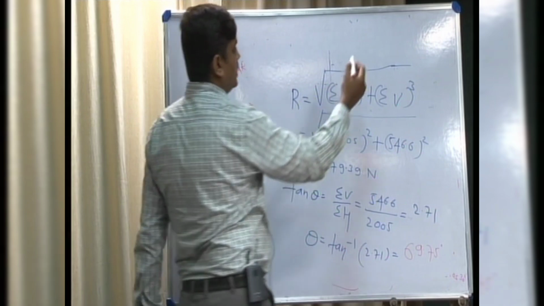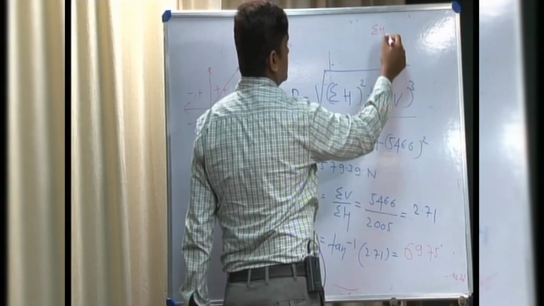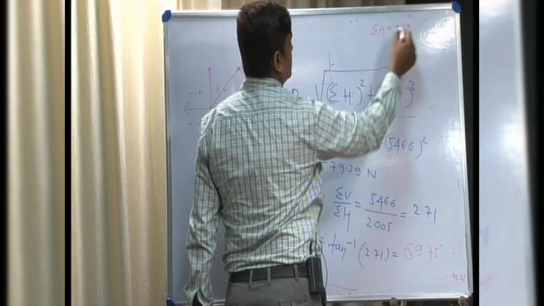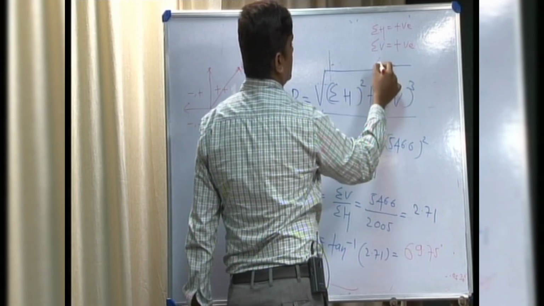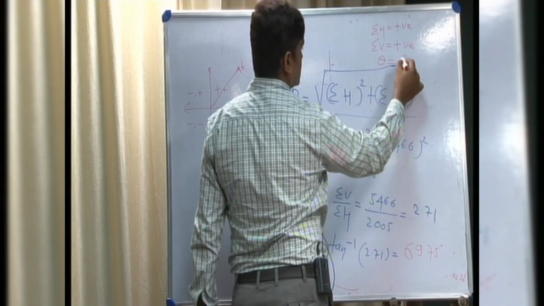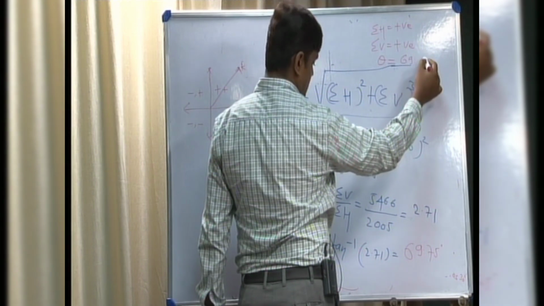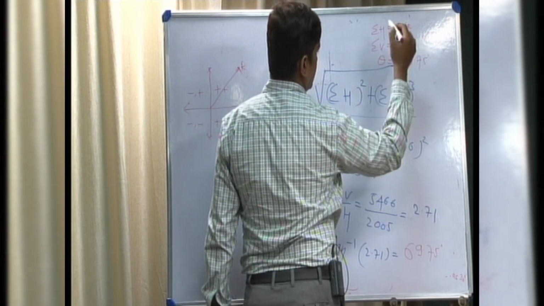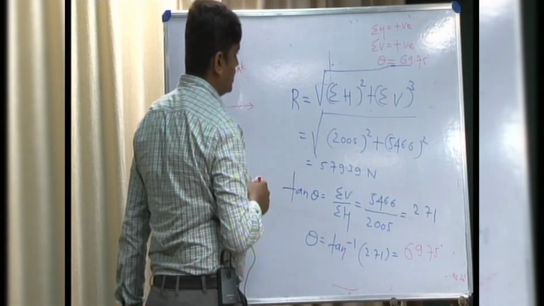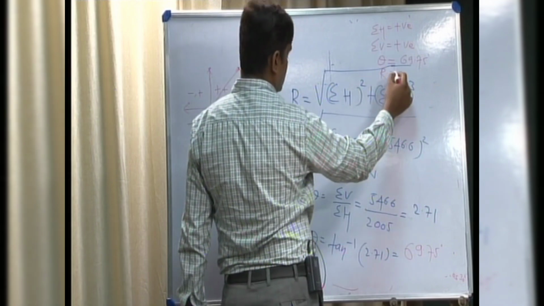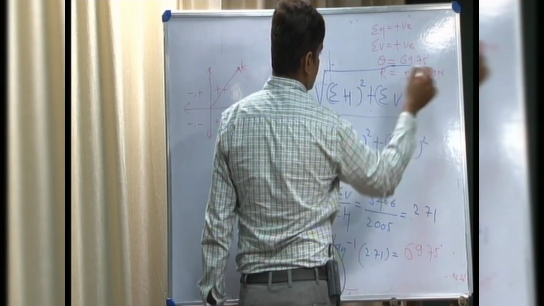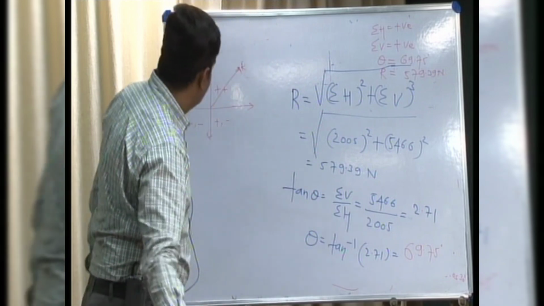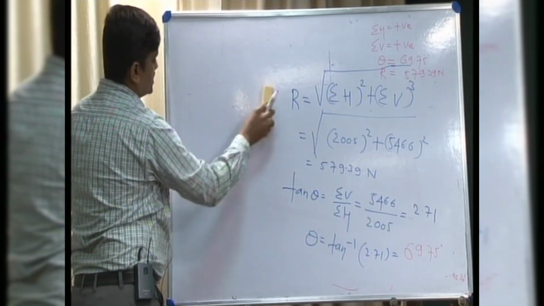Note down here our sigma h is positive, our sigma v is positive, and the direction of resultant is 69.75 degree. We can write the value of resultant R is equal to 579.39 Newton. Let us represent this resultant in our coordinate system.